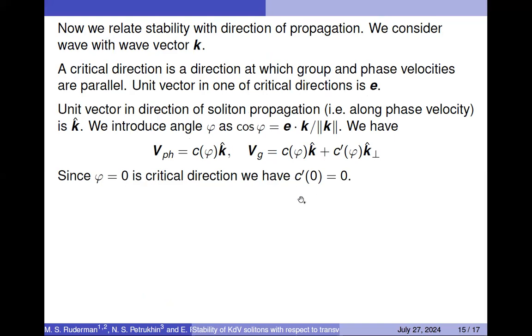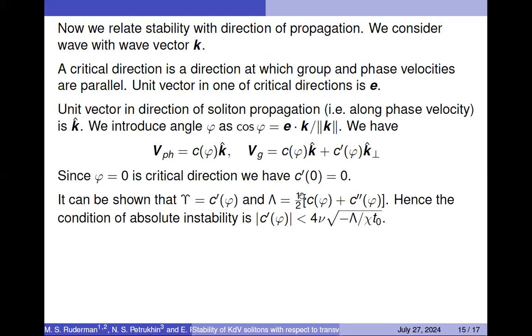our first derivative is equal to 0. Now, it is possible to derive these expressions for upsilon and for the quantity lambda, which also stays in our KdV equation. And after that, the condition of absolute instability is given by this expression.